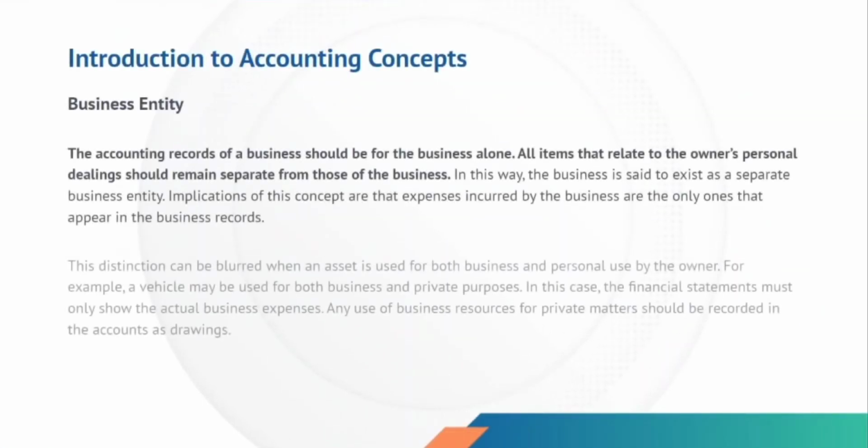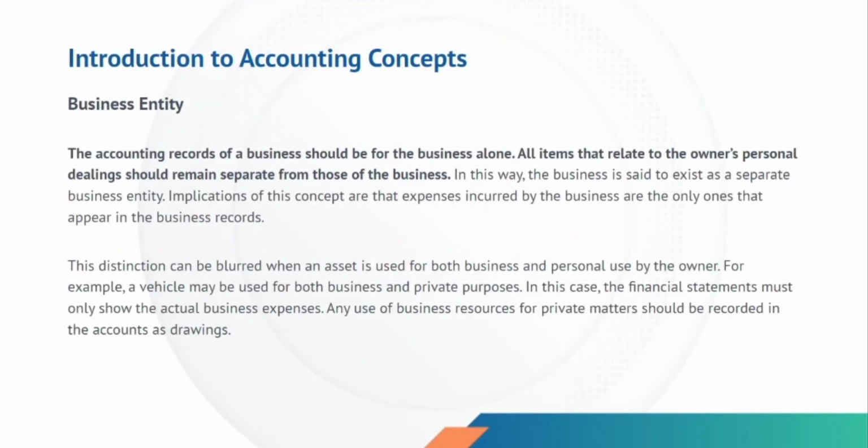Business entity. The accounting records of a business should be for the business alone. All items that relate to the owner's personal dealings should remain separate from those of the business. In this way, the business is said to exist as a separate business entity.